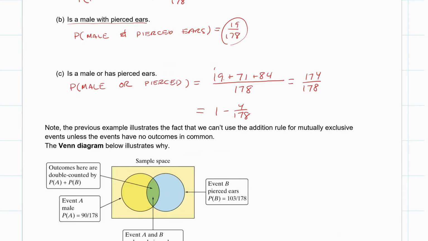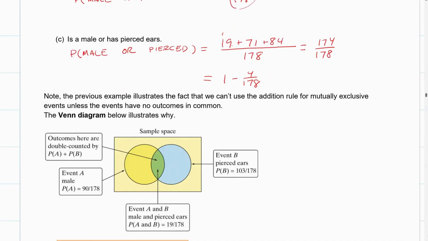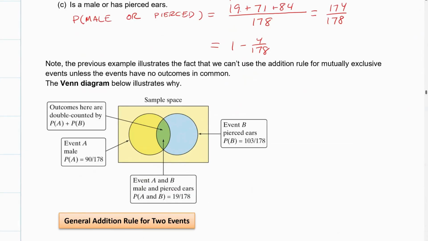So what's going on here? Well, if we picture the sample space as a Venn diagram, we have essentially four different regions in which we could have these things. If we call event A being male, and event B having pierced ears, there's this overlap, and that's where they're both A and B happening at the same time, and those are the males with pierced ears.